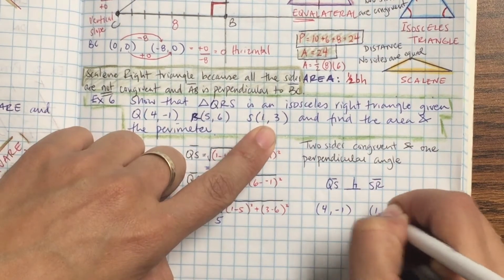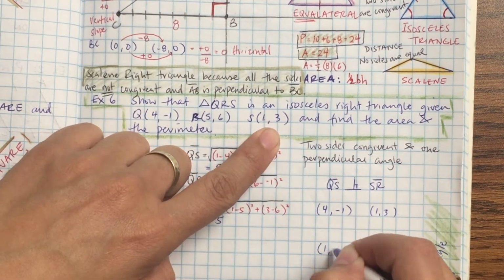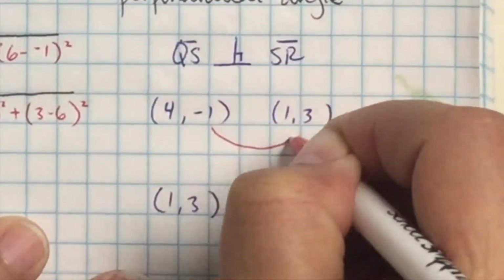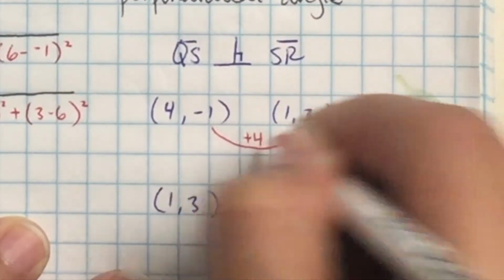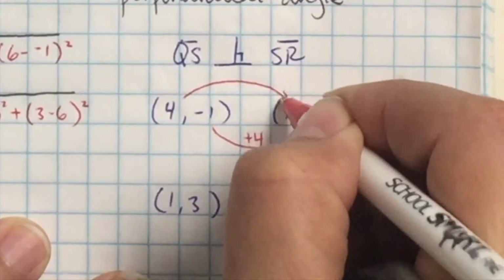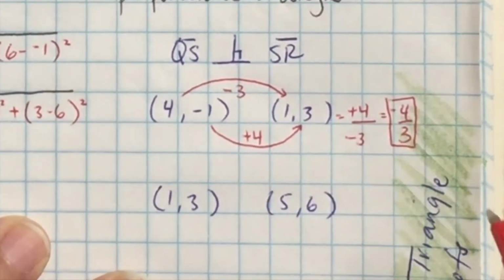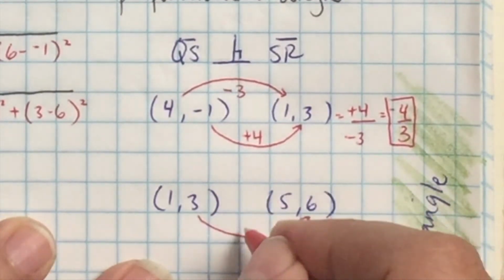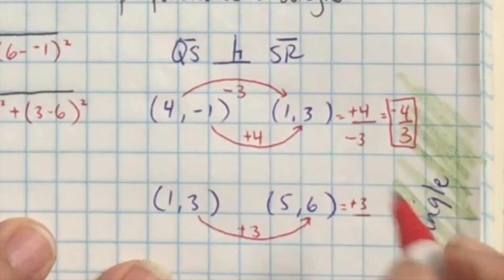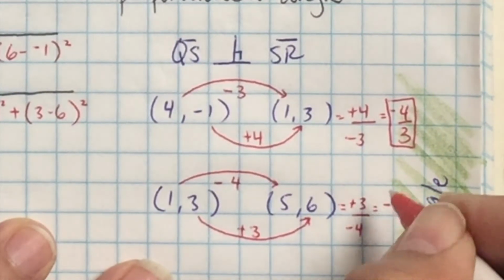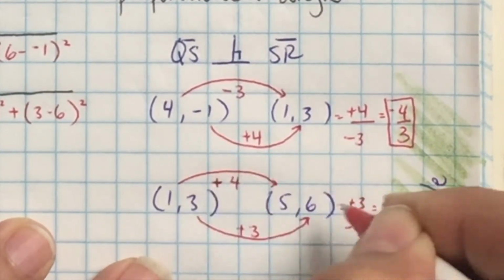So again, I'm going to write down the coordinates, then I'm going to find the slopes of QS and SR. And then I'm going to do change in y, which is plus 4, over change in x, which is -3. And that simplifies to -4 over 3. And then on this side, 3 plus 3 will give me 6, so that's plus 3. And then 1 plus 4 will give me 5, so that's plus 4. Simplify that as 3/4.